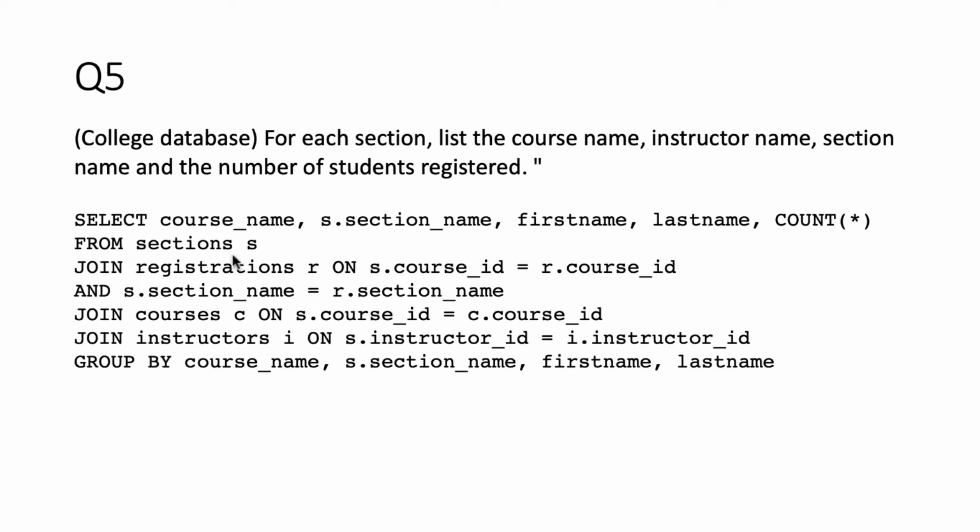So we are saying sections S join registrations R on s.course ID equals r.course ID and s.section name equals r.section name. So you're joining these two tables on both of those columns, and that's the key point about this particular question.